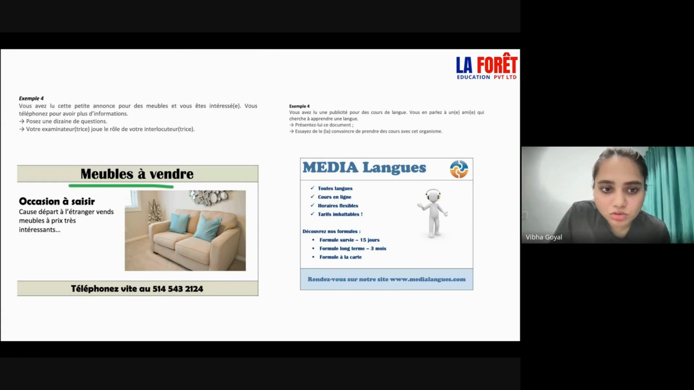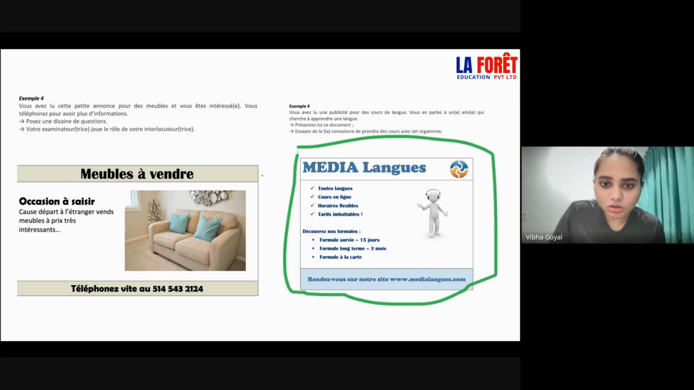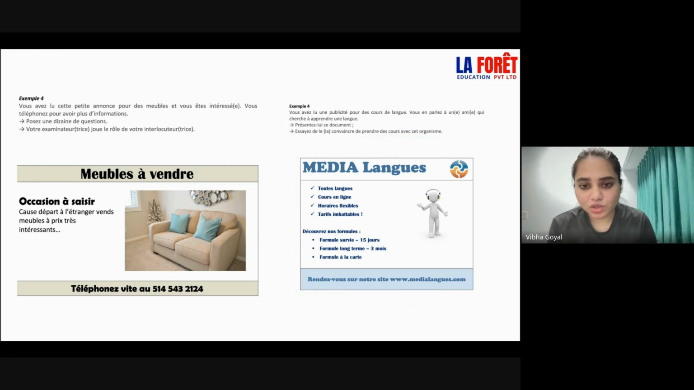So, meuble à vendre, you have to ask a lot of questions and it has to last 4 to 5 minutes minimum. Okay, for the second one, this is the document that you have been given. So, media long, you have been given a few details in this. You can make your own details, okay? So you can be creative here. Like you see this ad, okay? You have to talk to a friend and first present what this is, and then convince them that you go here together.